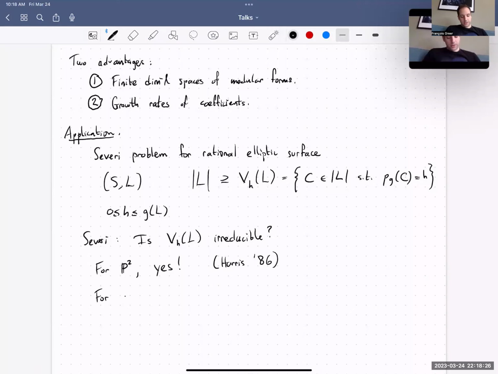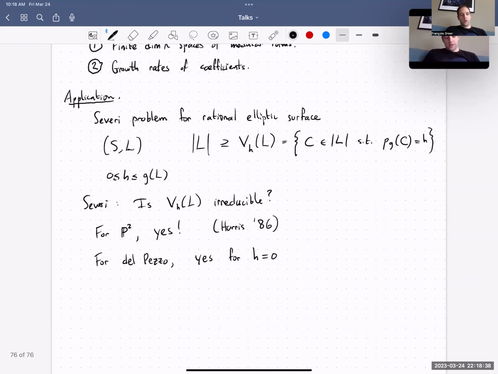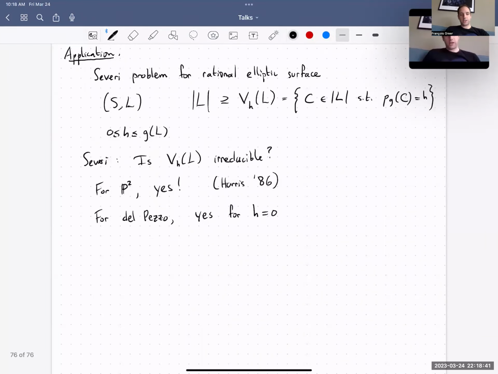For Del Pezzo surfaces, the answer is yes, but only for h equals 0. We don't know about higher genus, but if you're just looking at spaces of rational curves on Del Pezzo surfaces, then it is true, with one exception. There's a trivial exception where the Severi variety is 0-dimensional, so it's just some finite set of points. Except when the Severi variety is 0-dimensional. Okay, and this is due to Testa.